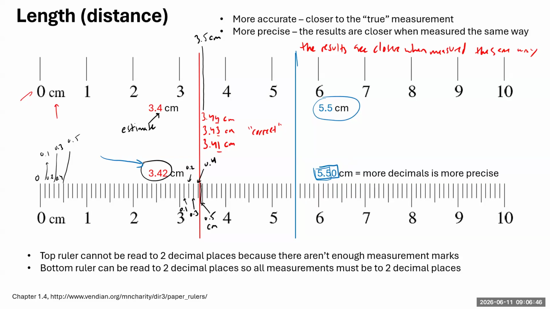So not all rulers. I'm saying this specific ruler with these specific markings on it can tell us it's 5.50 because we know this is not a guess. Oops, sorry about that. But this is a guess or an estimate. Oops, let me erase that line because that gets a little confusing. But this 0 is the estimate.